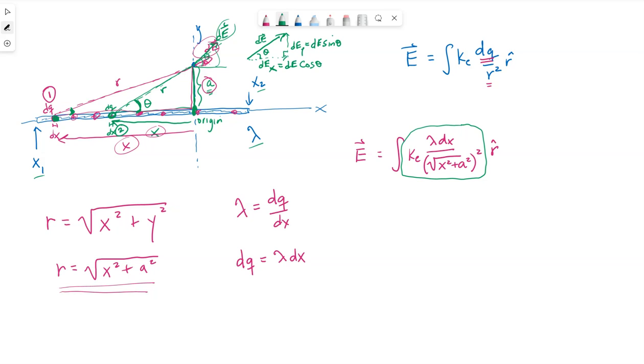But again, this angle's changing. And so we want to get this in terms of the same variable. Right now, we have this dx, meaning we are integrating with x being the only variable. Nothing else changing. But theta is changing. I'll show you how to do that. So first off, though, I want to write this out in terms of vectors so you can see what I'm going to do.